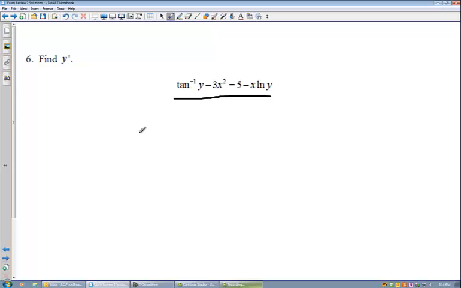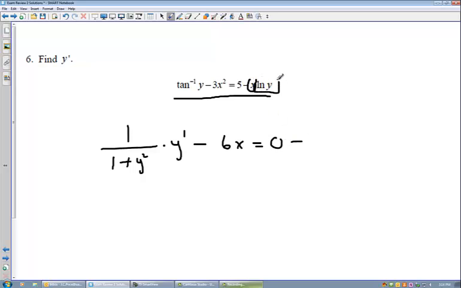So I take the derivative of tan inverse of y, so that's derivative of tan inverse is 1 over 1 plus y squared times y prime minus a 6x equal to 0 minus, and now this is a product rule. Here's my first, there's my second. So minus the quantity, derivative of first is 1, times the second, so ln of y, plus my first, times the derivative ln of y is 1 over y prime.